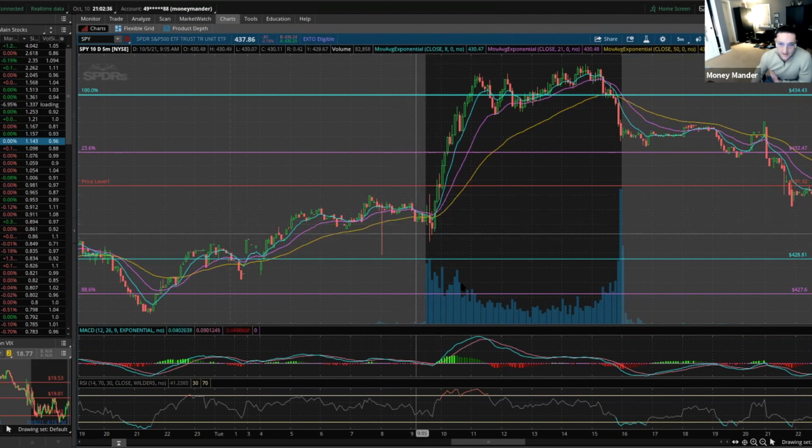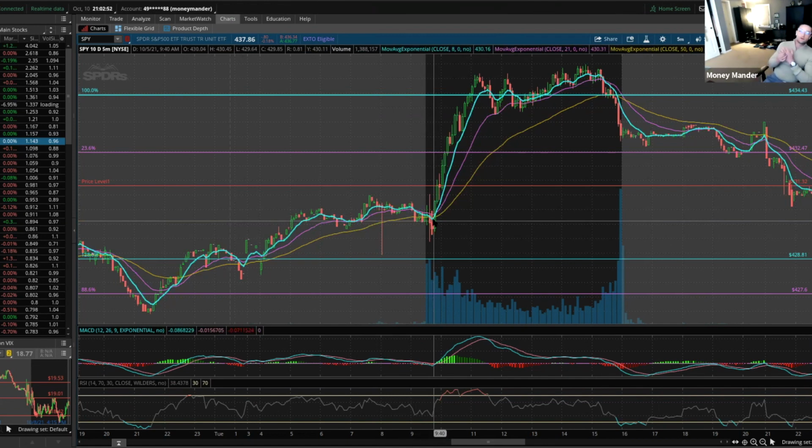So we'll sit here and wait, and as you guys can see here, my blue is my 8, my purple is my 21, and the gold is my 50 here. You get a lot of weird action here in the open. It looks really bearish to start. And the way we use these is we look for crossovers for confirmation.